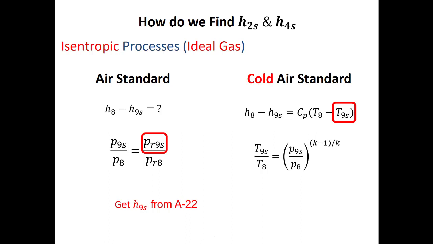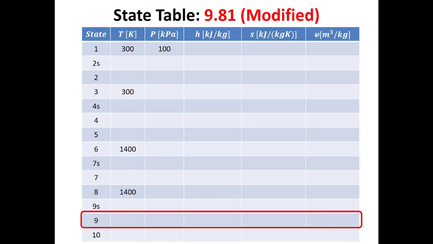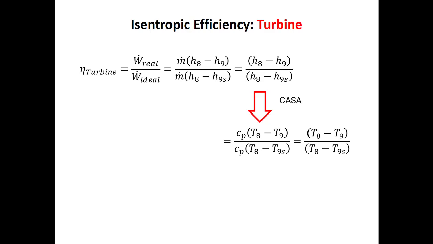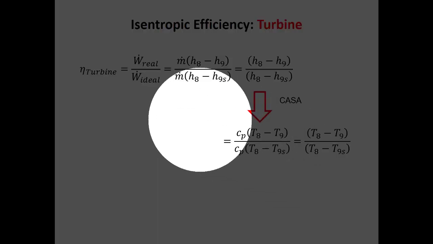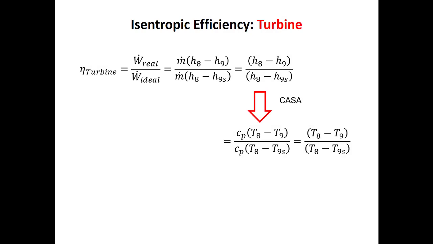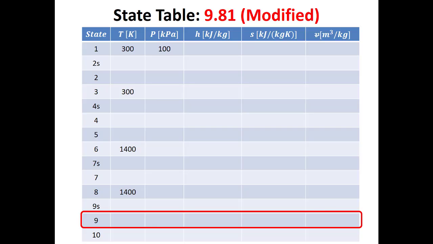So here we're going to find T9s, and then we're going to use the isentropic efficiency to find the real exit of the turbine in the same way that we did through the first turbine, and actually in a way that's very similar to what we did for both of the compressors. It's just that the turbine efficiency fraction gets inverted here. So that gives us state 9.